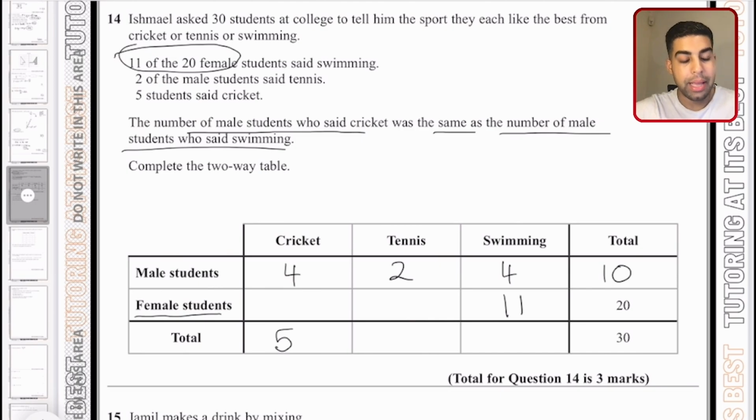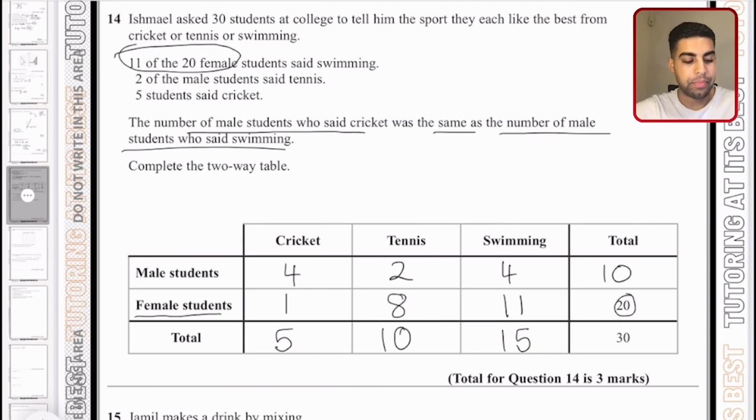And now that we've done that, it makes things much easier. We can now have a total number of students who like swimming, and that's going to be 15. We can now work out the number of female students that like cricket by simply subtracting 4 from 5, which gives us 1. And then we can also calculate the number of female students who like tennis by simply adding 1 to 11, which gives us 12, and then subtracting that from 20, which gives us 8. And then finally adding up all of the students who have chosen tennis, which gives us 10.